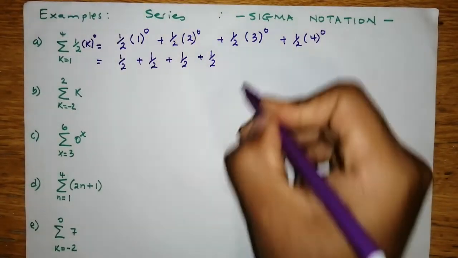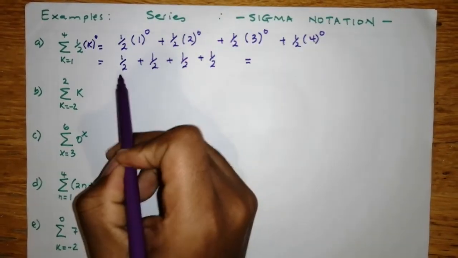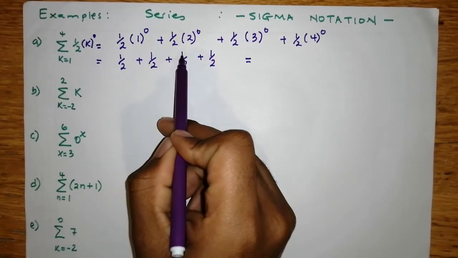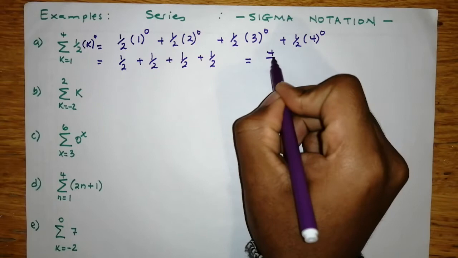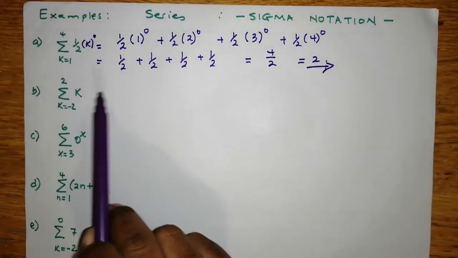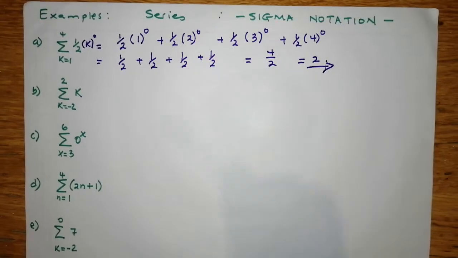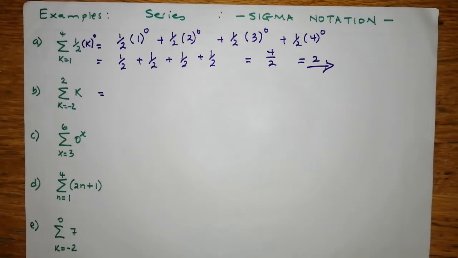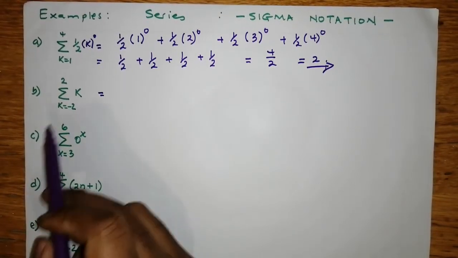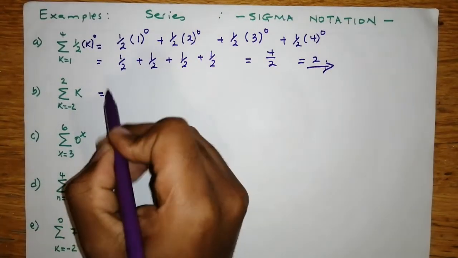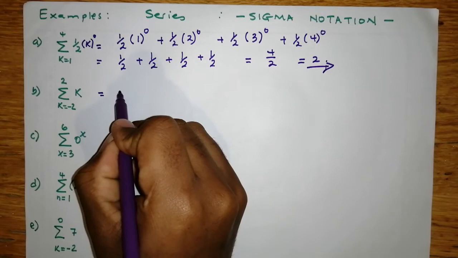Right? So what is the value here? The denominators are all the same. So 1 plus 1 plus 1 plus 1 is 4 divided by 2. This equals 2. So we're able to expand the sigma notation and we're able to get a value at the end, right? Let's look at this one. So the lower bound there, we are starting from k is equals to negative 2 up until 2, right? So we're just going to substitute, right?